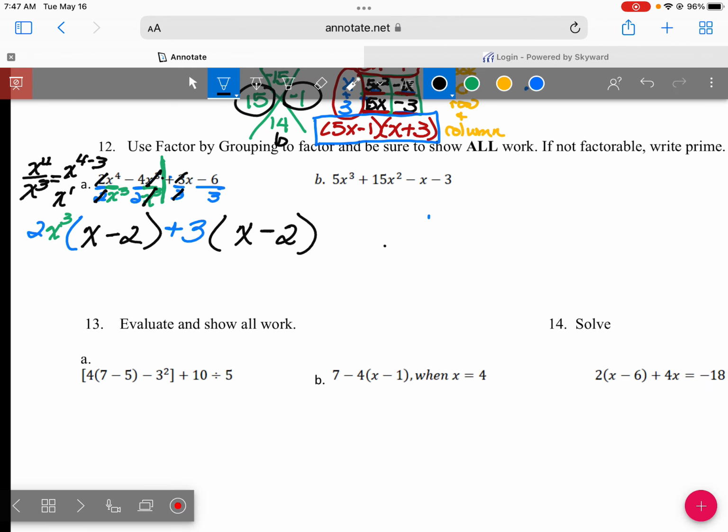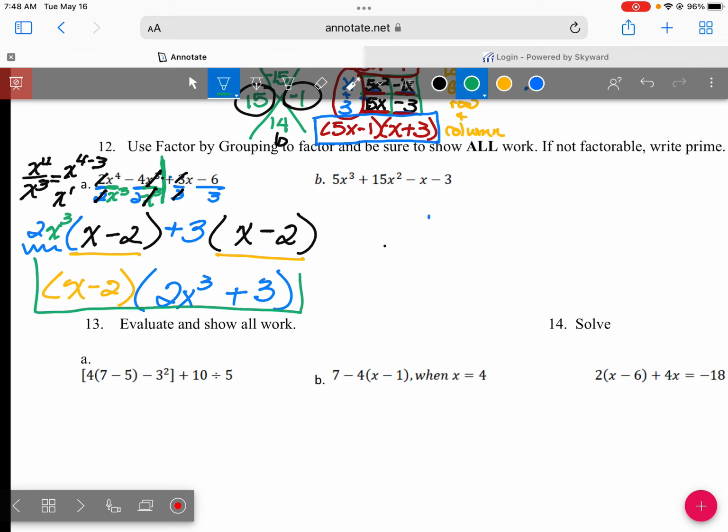And you look at this and you're like, hey, I see 2 common factors. Remember, factors are just things that you multiply together. So because that is common to both, you pull that out forward and say x minus 2 times, what do you have left? 2x to the 3rd here and plus 3. So this is your final answer.